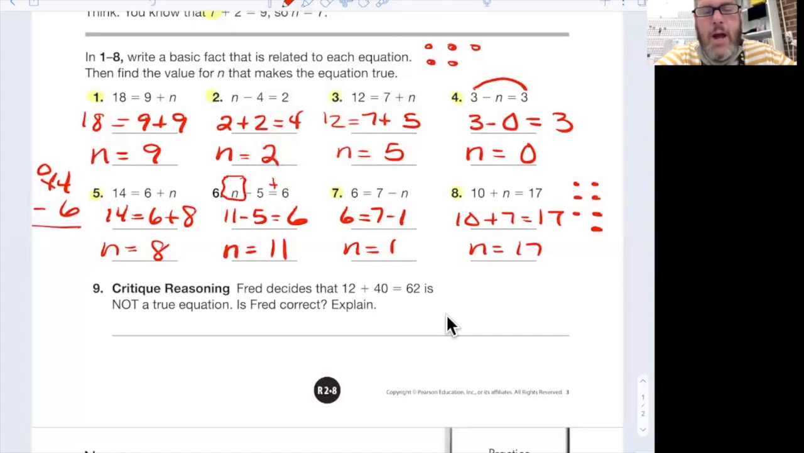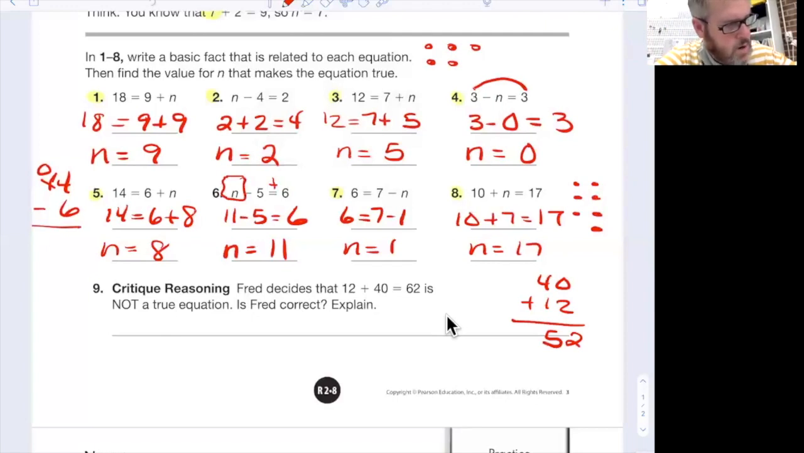Number 9, I want you to use some of your thinking skills. Fred decides that 12 plus 40 equals 62. And he's thinking that that is not a true equation. Is he correct? How can I do? Those are such big numbers. How could I do that? Well, one way, I could simply add 40 plus 12. 2 plus 0 is 2. 4 plus 1 is 5. It's not correct. So what did he do wrong, do you think?